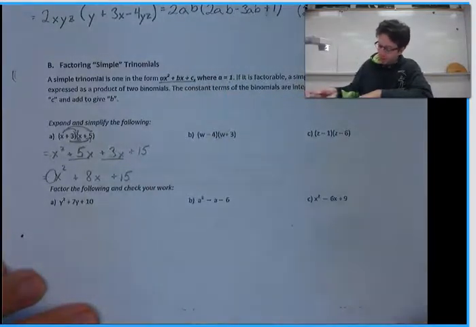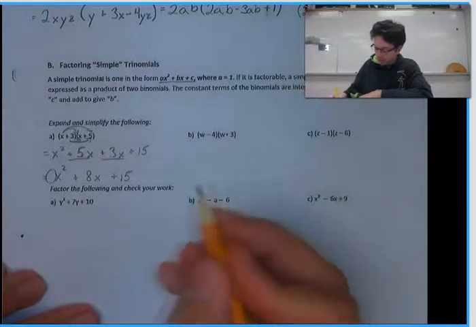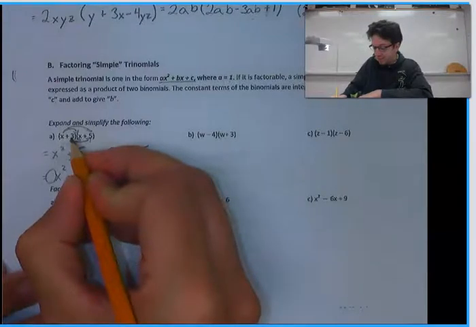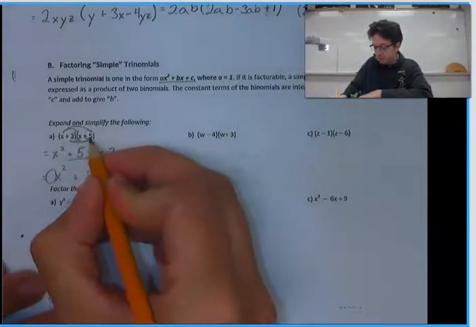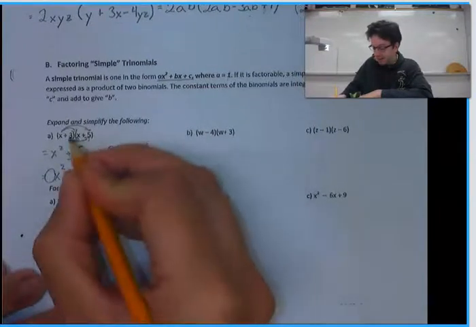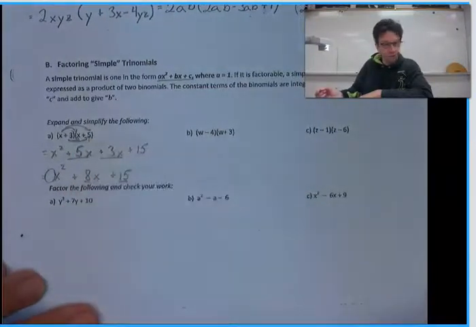And in a simple trinomial, we notice that the second term, the coefficient 8, is just the sum of these two numbers, 5 and 3. And 15, the constant at the end, is just the product of those two numbers, 5 and 3.